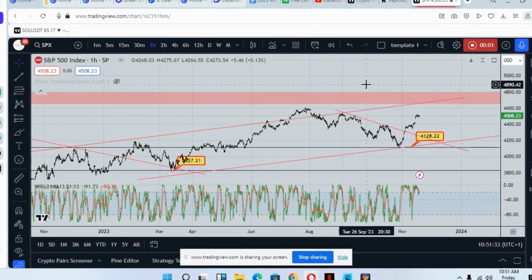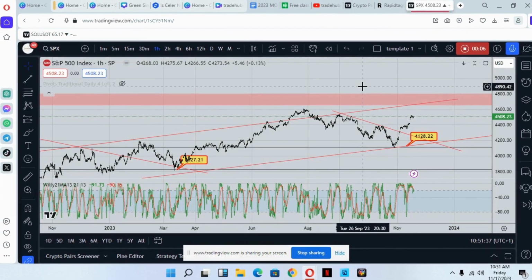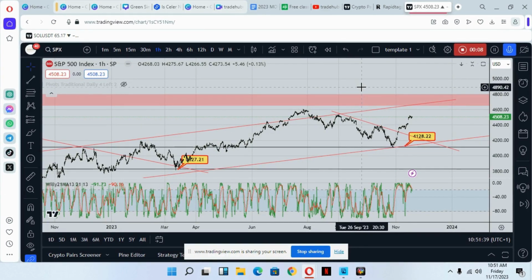Yeah, so hello guys. In this section, I'm looking at scanning the market, especially for cryptocurrency. So we're going to do that. I'm going to show you how I scan the market and how I pick my trade.